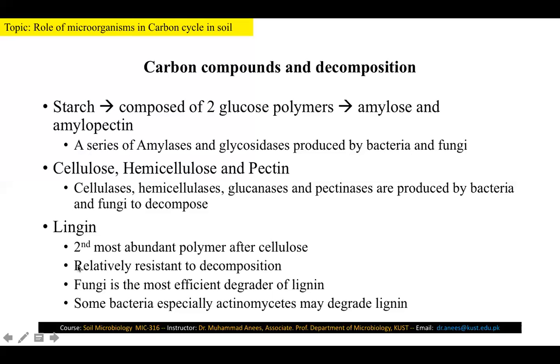Lignin is the second most abundant polymer after cellulose. It is relatively resistant to decomposition, and I would say it's highly resistant to decomposition. Fungi are the most efficient degraders of lignin. They can produce enzymes that can degrade lignin. And there are some soil bacteria such as actinomycetes which can also degrade lignin.